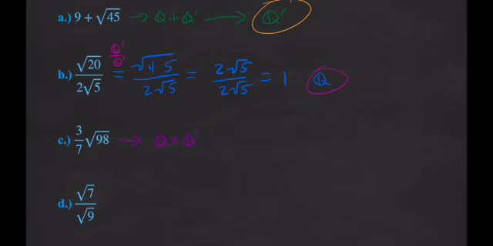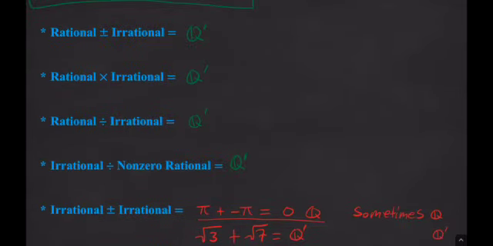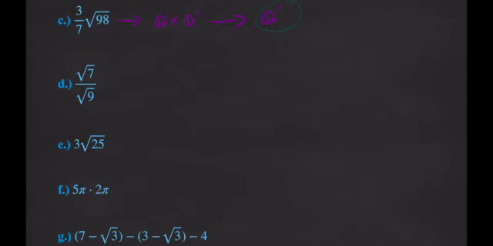Looking at your list, do we have to check this one? Go back here: rational times irrational is always irrational. So we know instantly that this right here is not rational. For D, this is an irrational and an irrational, so we have to check it. If you go back to your list, double check.